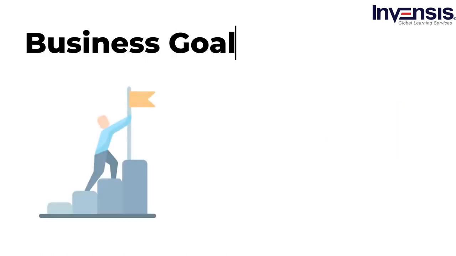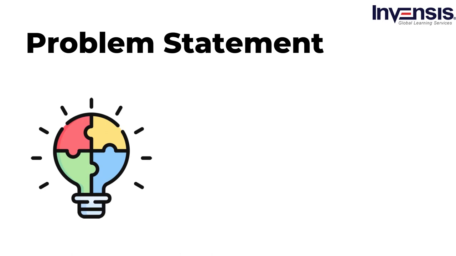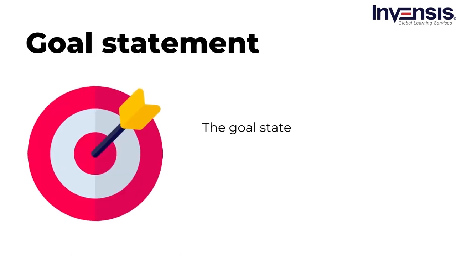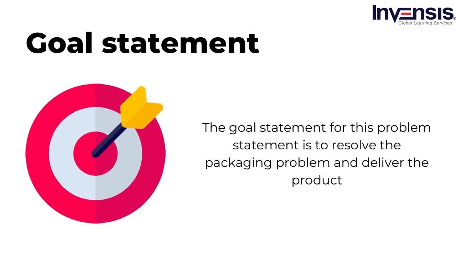Starting with the business goal, here the goal of the company is to deliver the products fast and securely. Then we have the problem statement. Here in this example, the deliverables lack the quality in packings. The goal statement for this problem statement is to resolve the packaging problem and deliver the product.